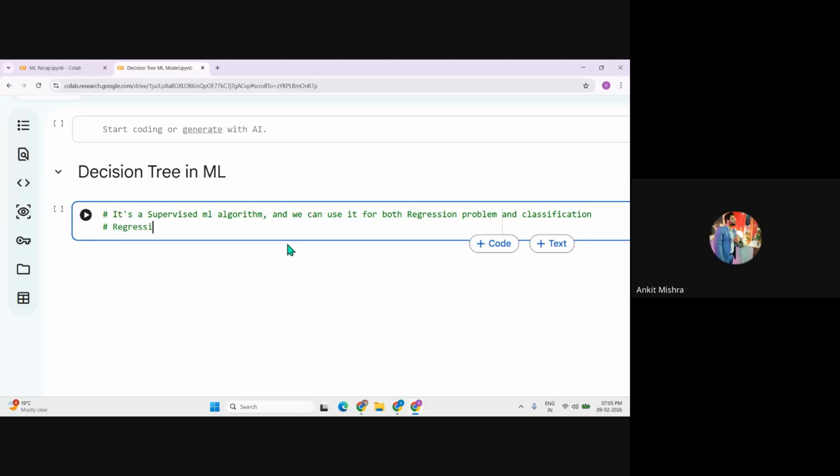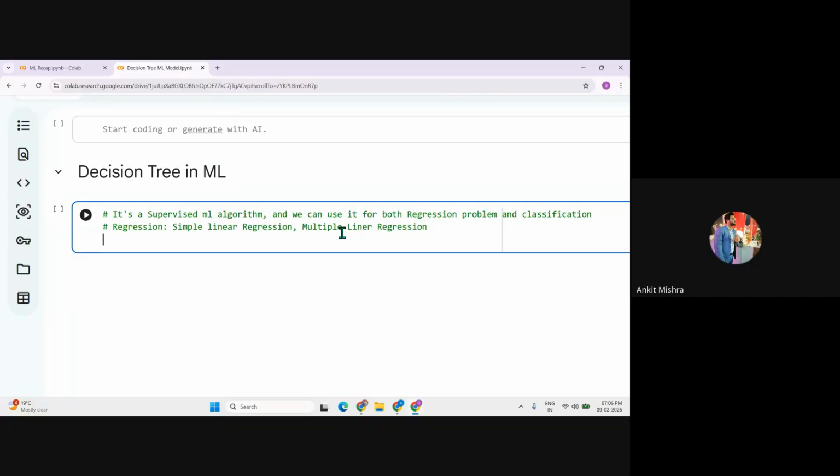We know that we have two types of regression problem. The first one is simple linear regression, and the second one is multiple linear regression, right? With the help of this decision tree, we can solve both regression problems and classification ones. Inside regression problems, we know that we have simple linear regression, followed by multiple linear regression.